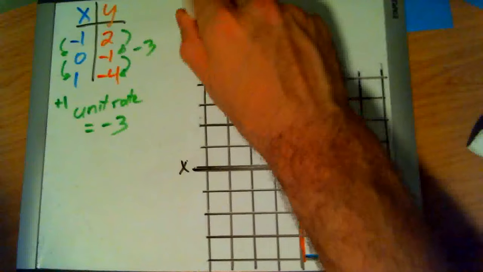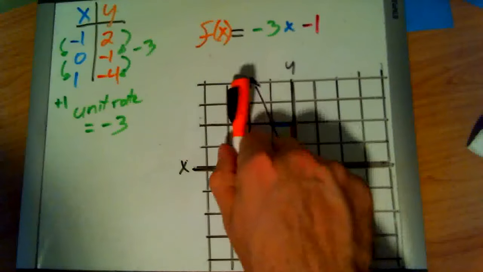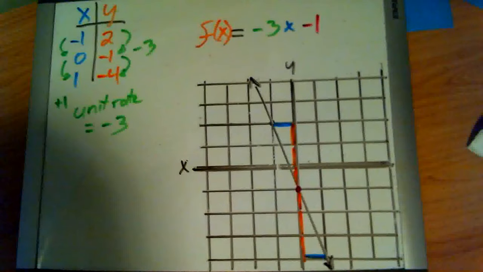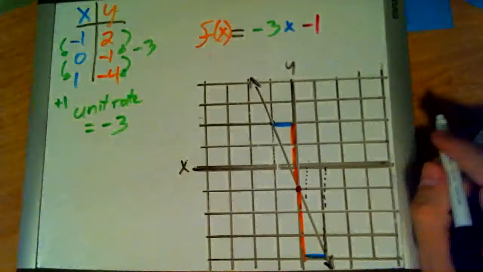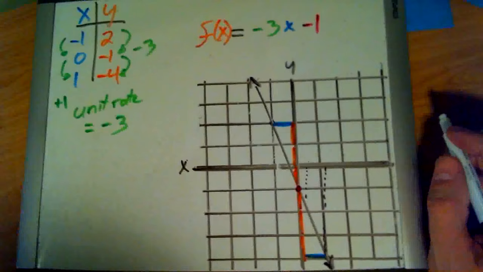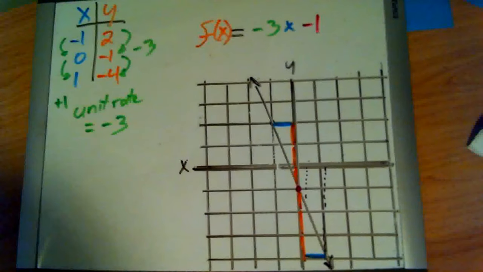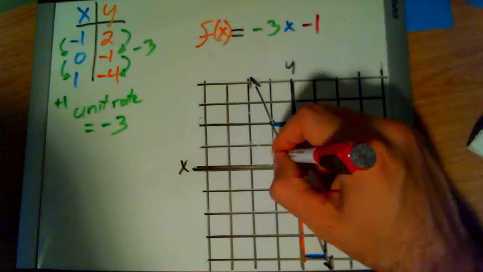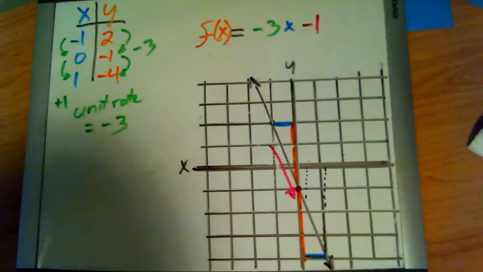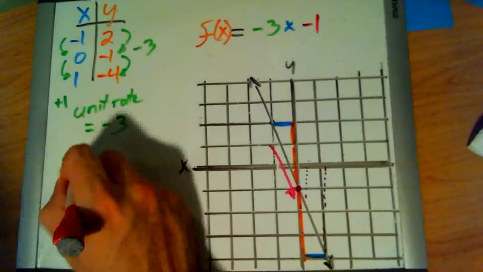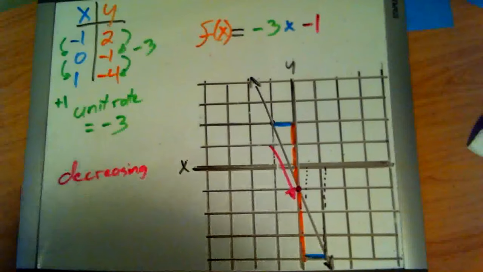So that looks pretty in line with what we determined from our xy values as far as a unit rate goes. Now we can also replace the y with f of x, and we can confirm, yep, this is a function because for every value of x, there's only one value of y. Now, as we read this from left to right, we see that this line is going downhill, so we say that it is decreasing.